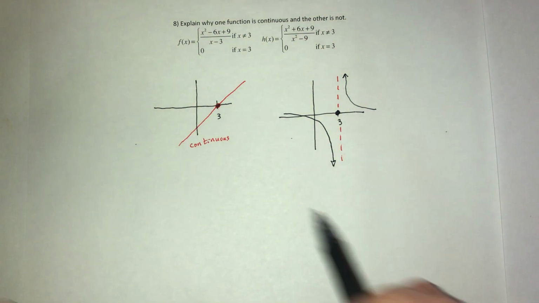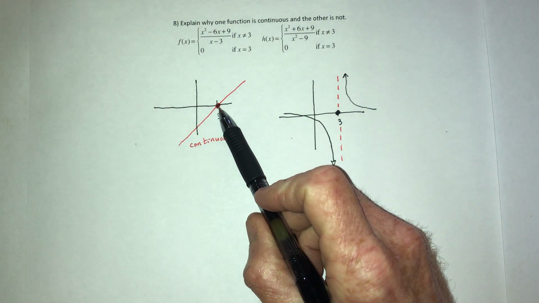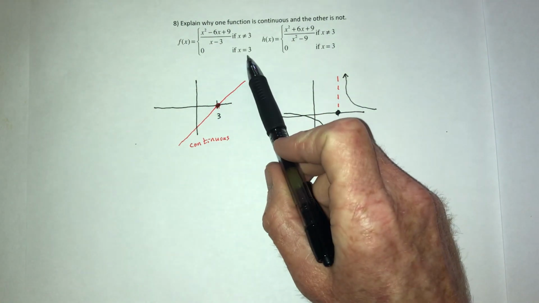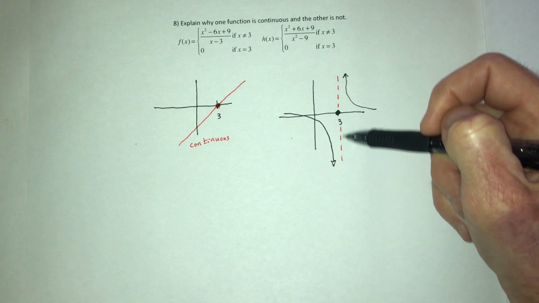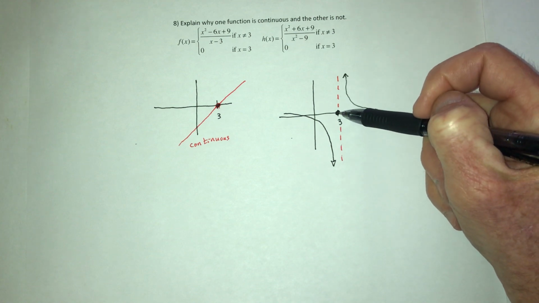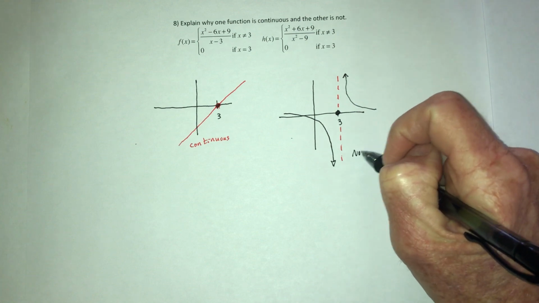So the difference is this one only had one small problem. It had a hole there, and then this filled in the hole, which made it continuous. When there's an asymptote, there's no way to fix that problem with one dot. There's still an asymptote. So this is not continuous.